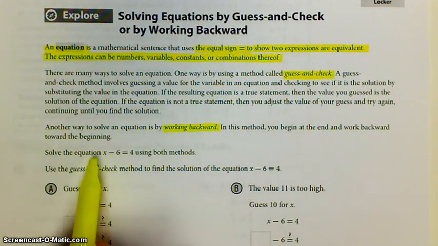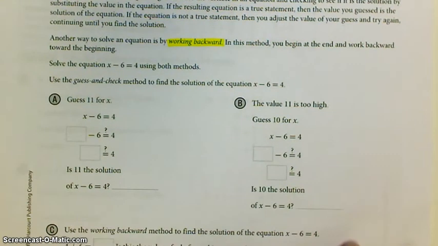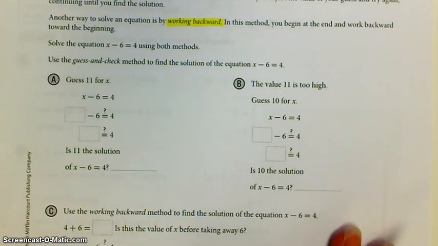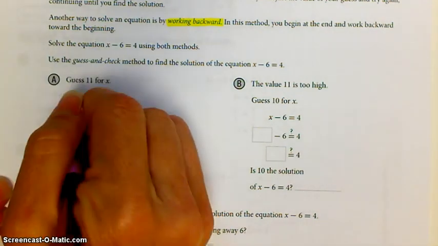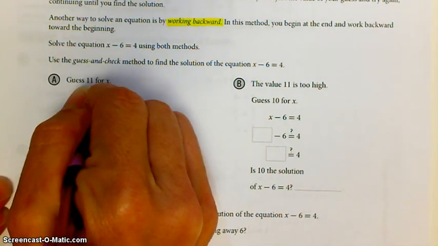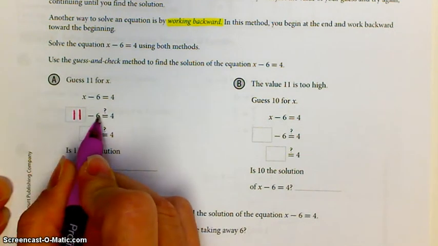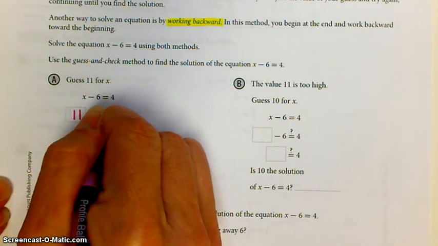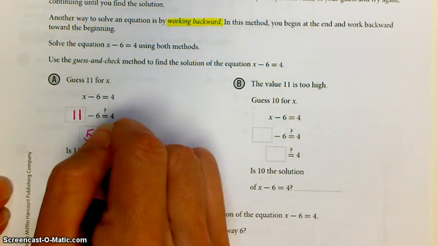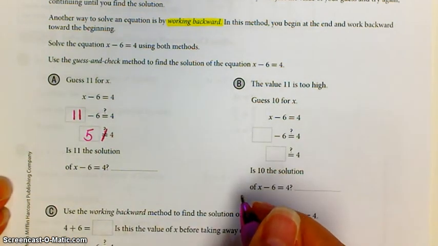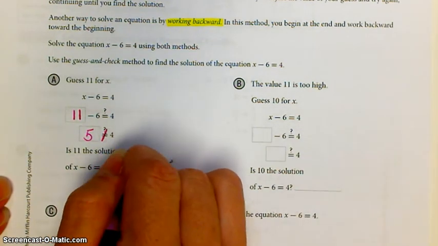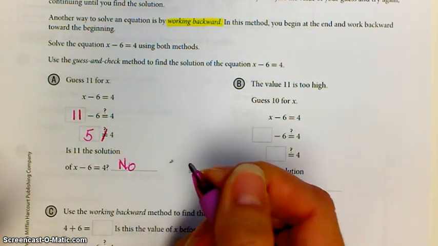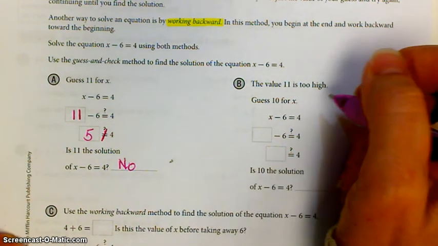So solve the equation x minus 6 is equal to 4, and we're going to use both methods. All right, guess and check, which is not one of my favorite methods. But let's just say we're going to guess 11 for x. Well, is 11 minus 6 equal to 4? No, because 11 minus 6 is 5. So those aren't equal. So is 11 the solution? No, it's not. And I would have to guess again to see what the solution is.